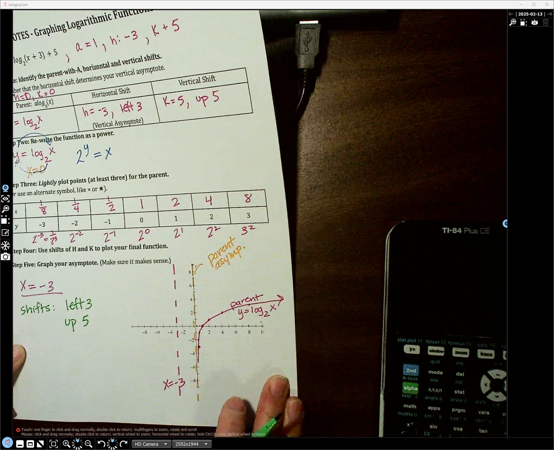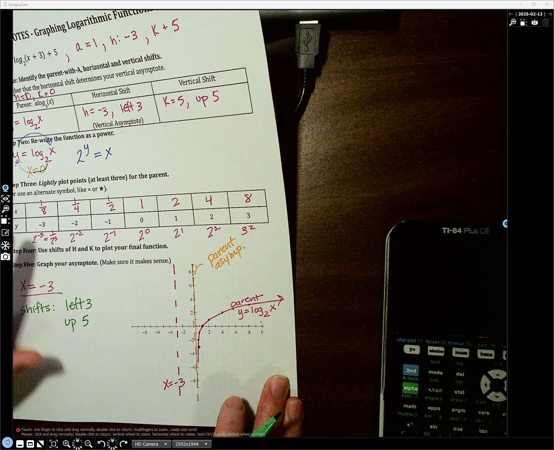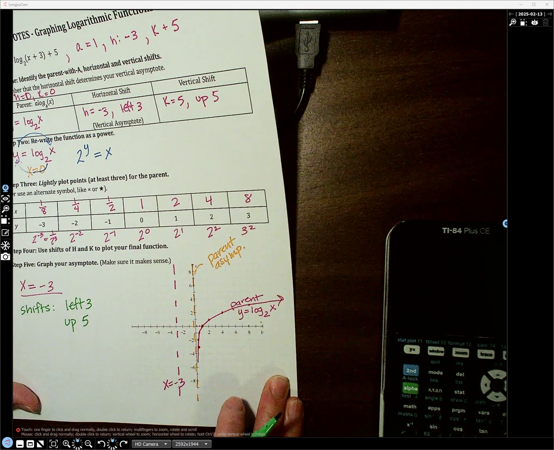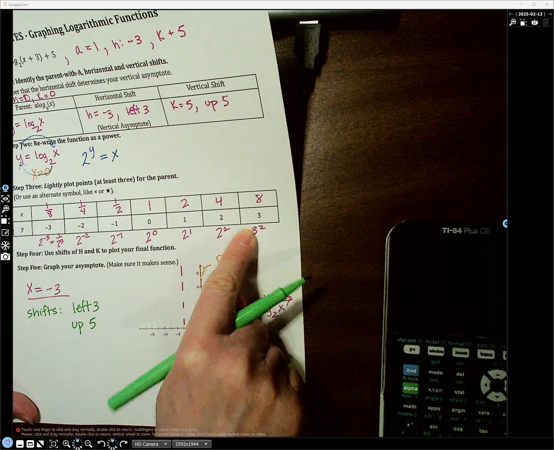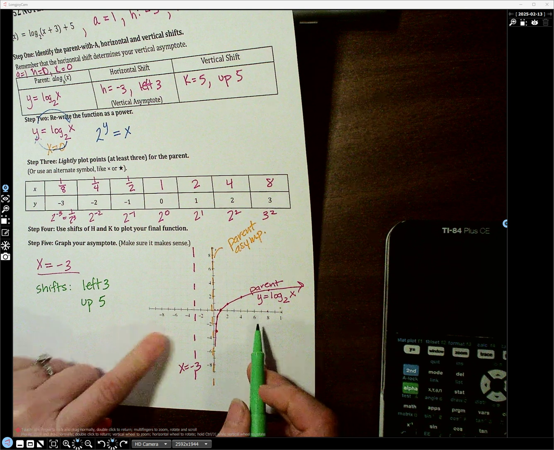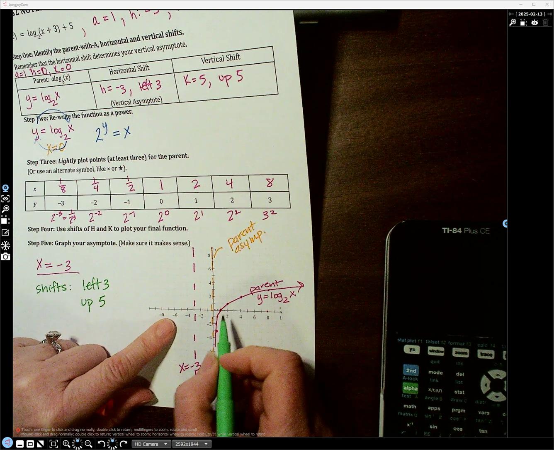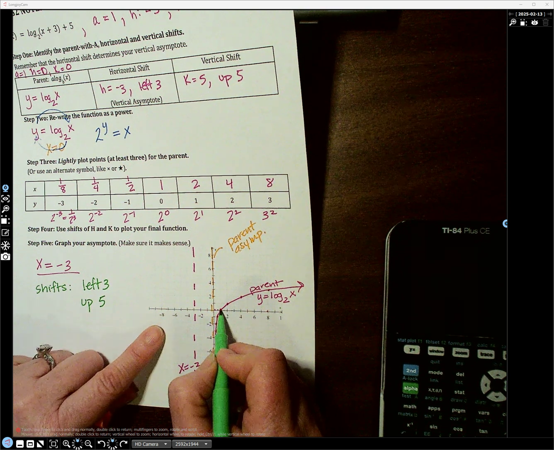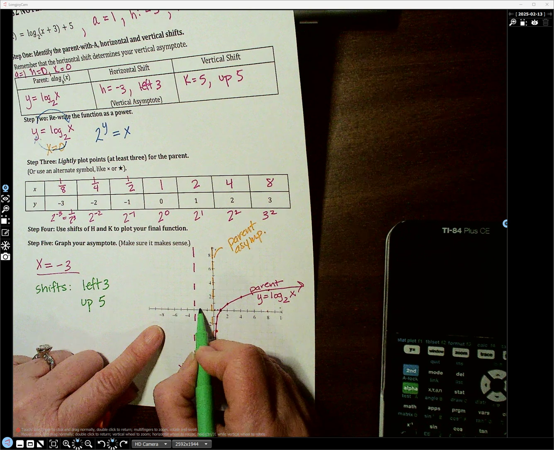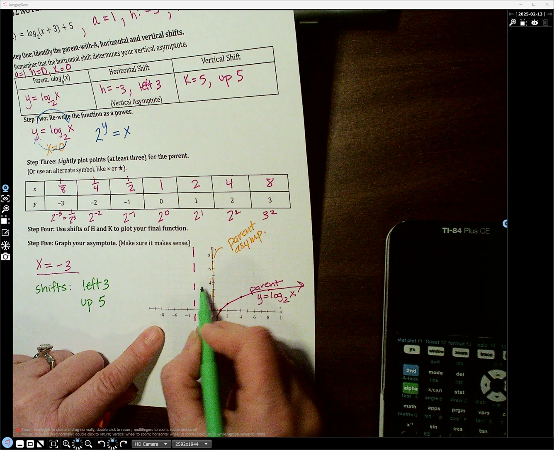And actually, we're going to do that next. If we have a value of a, we plot the points for the parent with a. Then we shift according to h and k. So now we're going to take these points. Let's start with the easiest point. We have the point 1, 0. I'm going to shift it left 3. 1, 2, 3, and up 5. 1, 2, 3, 4, 5.